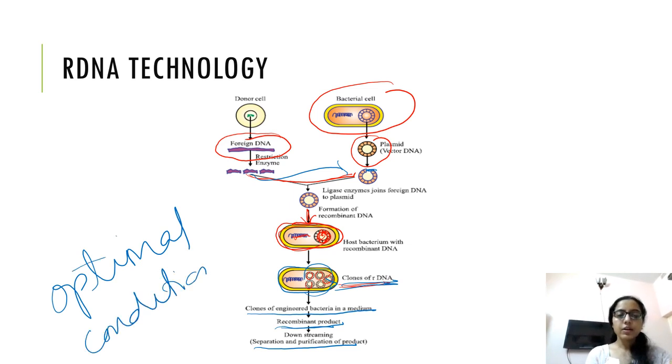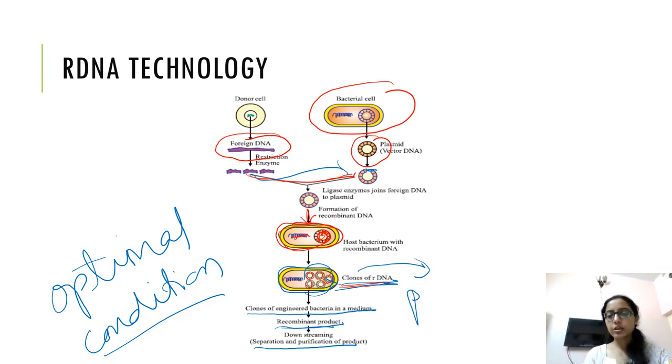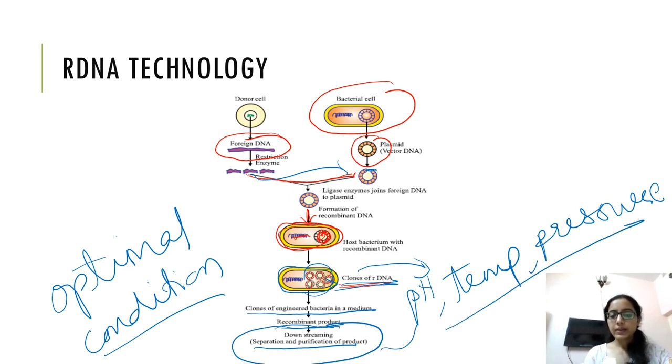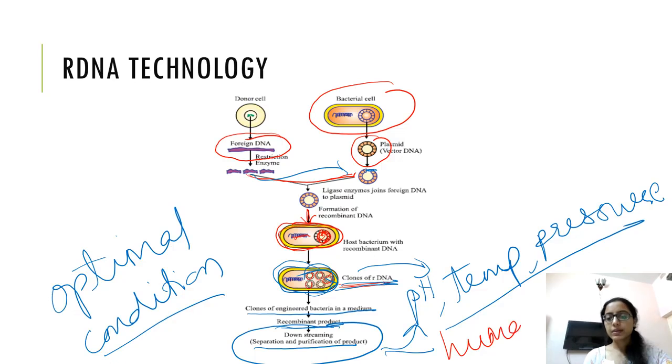Optimal condition means for the growth of these cells, a particular pH, temperature, and pressure is required. So these are maintained under laboratory conditions, and this is called the downstream process. We are coming to that. Then a number of these clones are produced, and they are sold to the market for the purpose of human beings. We cannot exactly say sold, but they are used for the benefit of human beings.